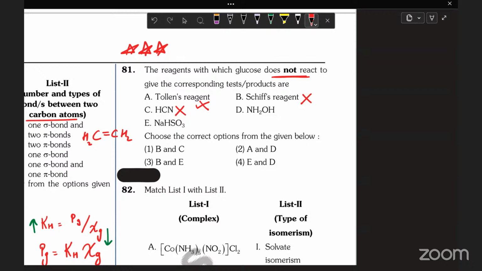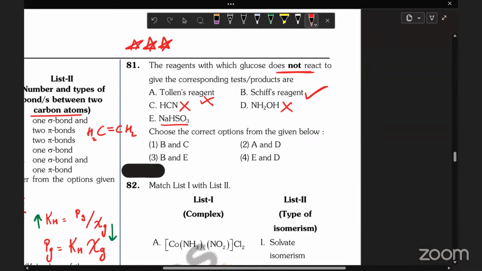NH2OH, hydroxylamine. This reaction is shown by the aldehyde group of the glucose. This has to be correct, right? Because Schiff's is not showing the reaction. So NH2OH also shows the reaction. So this is also not the right option.